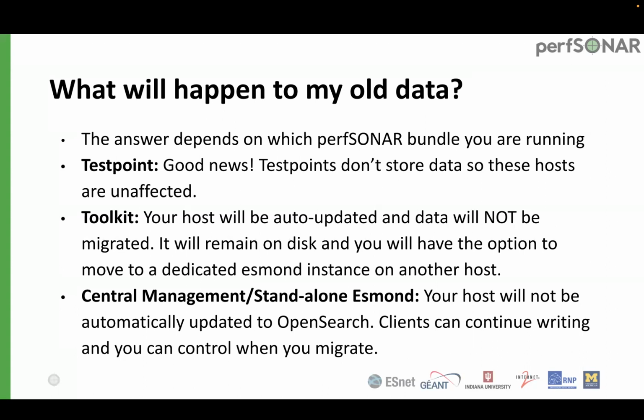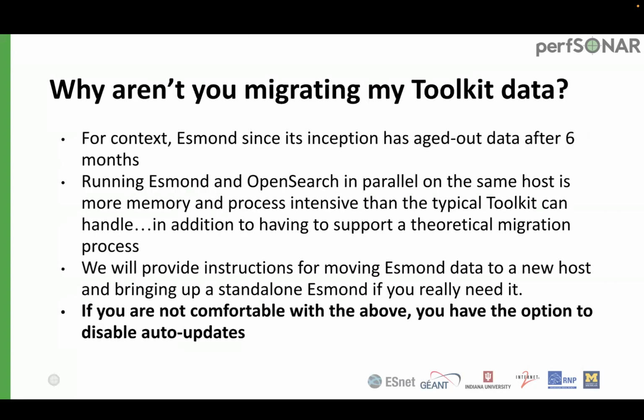There are actually no new 5.0 versions of those, so they'll just sit tight. Your clients can continue writing to you, whether those test points or whatever they are have upgraded or not. The ESnet archive plugin is not going away. They'll still write to you like they would before, and you can control that upgrade process. I'll talk a little bit more about that in detail. Okay, so let's zoom in on the Toolkit case.